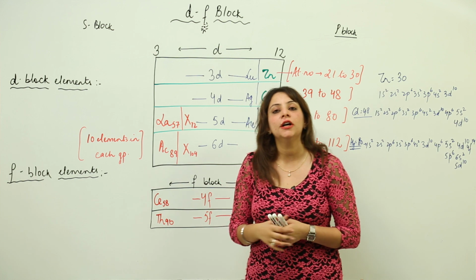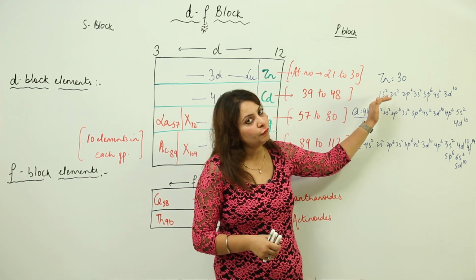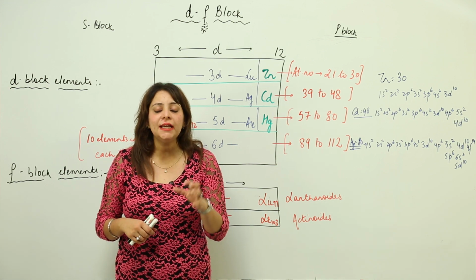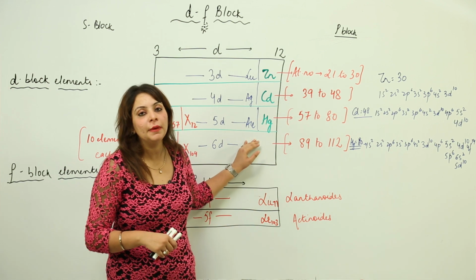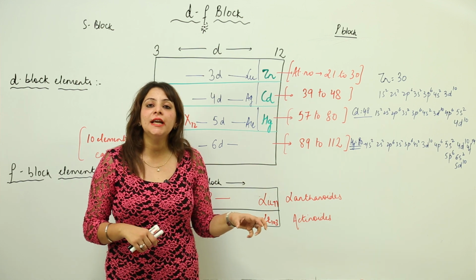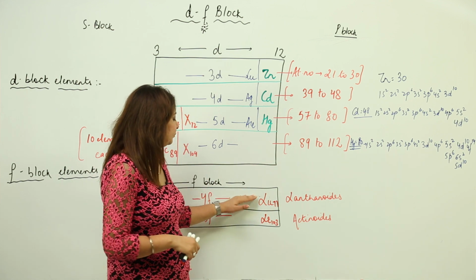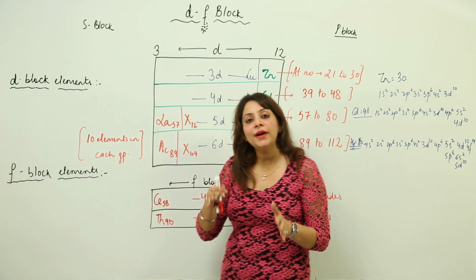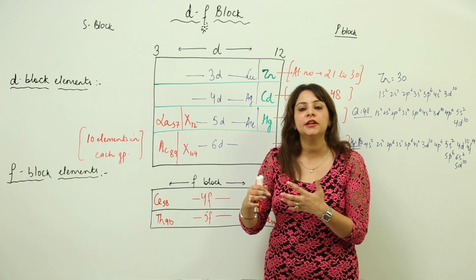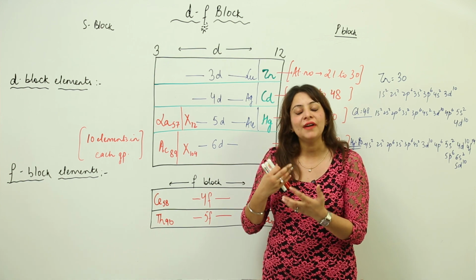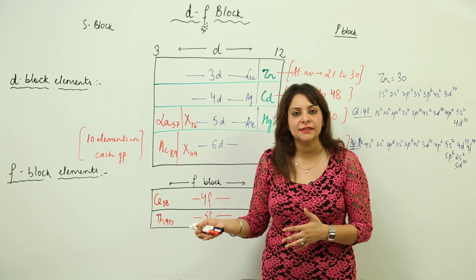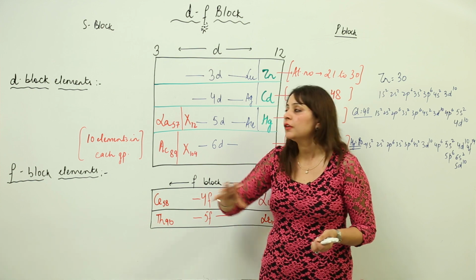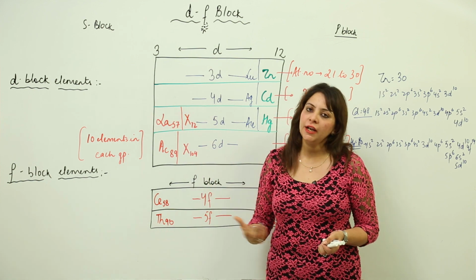And if the last electron enters the P orbital, it is a member of P block. If the last valence electron enters the D orbital, then definitely it is going to be a member of D block. And if the last electron enters the F orbital, it is a member of F block, right? So depending upon which orbital the last valence electron enters, that is the main thing responsible for the element being a part of S block, P block, D block or F block.